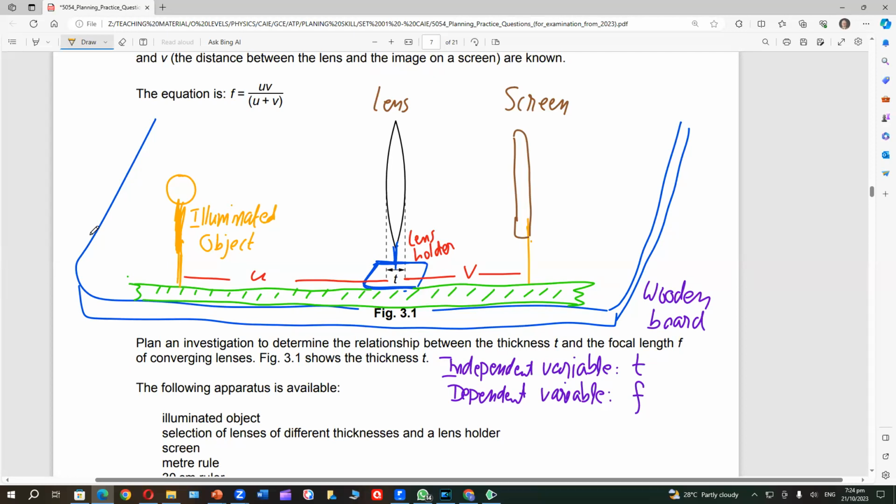Move the lens forward and backward until a sharp image is produced on the screen.